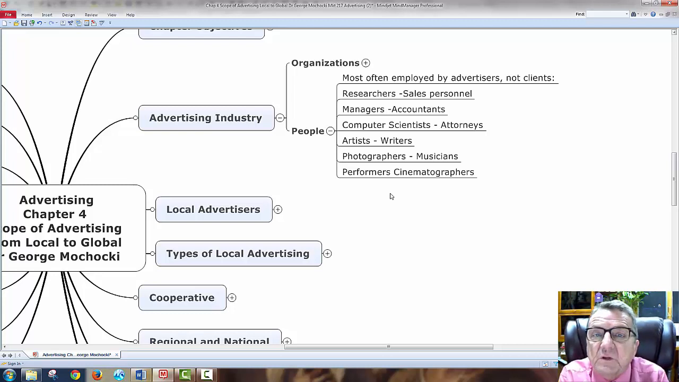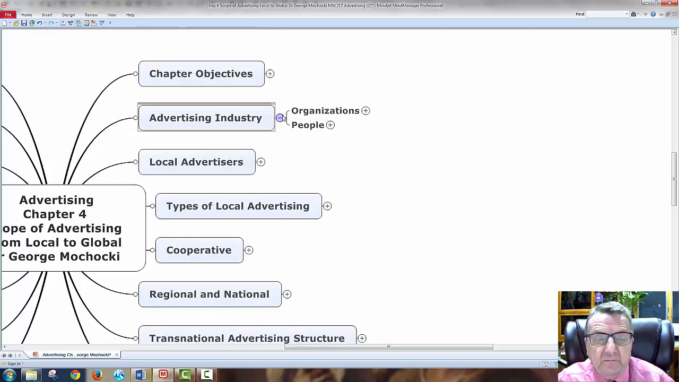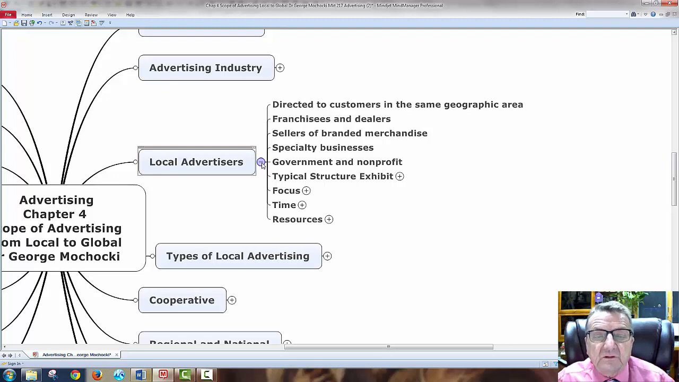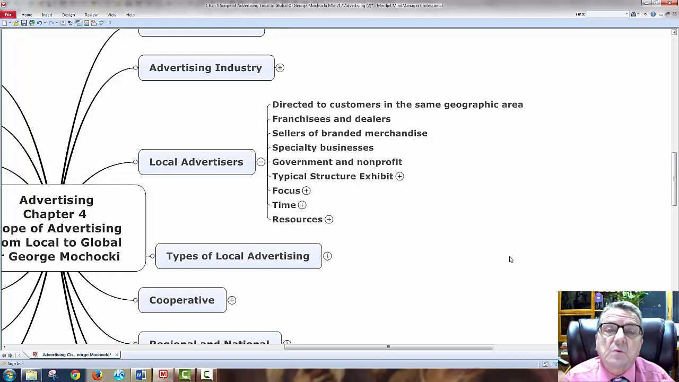Advertising is a communication arm of the integrated marketing campaign. Okay, so we're going to look at different local advertisers, and we're going to talk later on about regional. But local advertisers direct to customers in the same geographic area. So if I'm a small, even larger ones, they'll break it up by geographic area. It makes sense because I understand the local clientele.